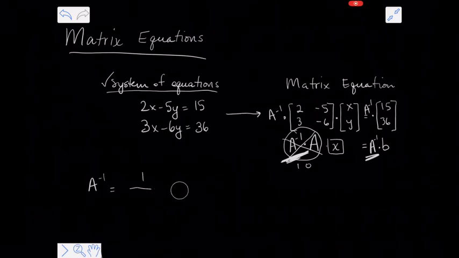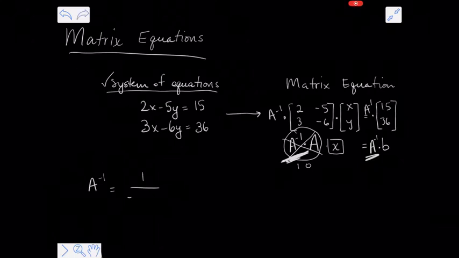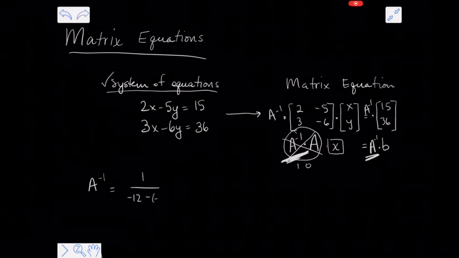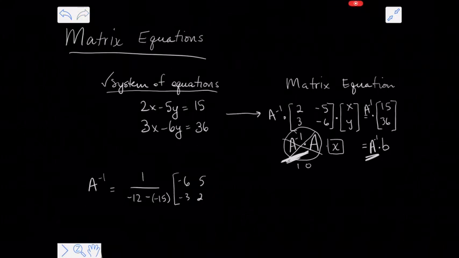This was our second learning target, finding the inverse of a 2x2 matrix. So it's 1 over this product, which is -12, minus this product, which is -15. And then these entries switch places, and these entries change signs. So +5, -3. And then -12 plus 15 is 3, so 1/3.